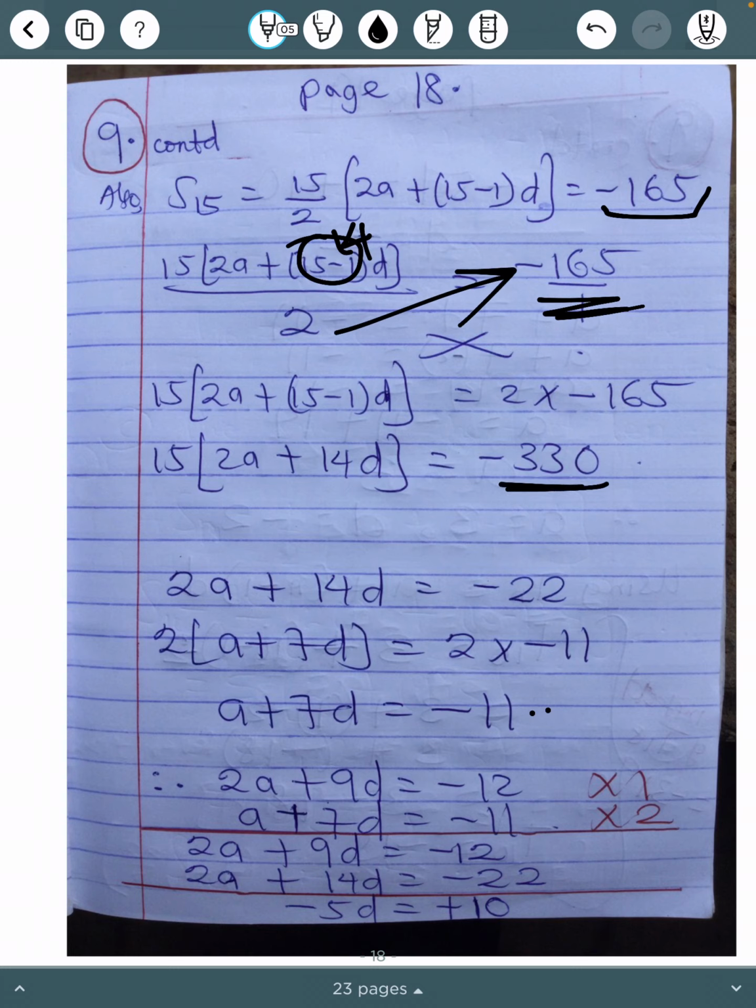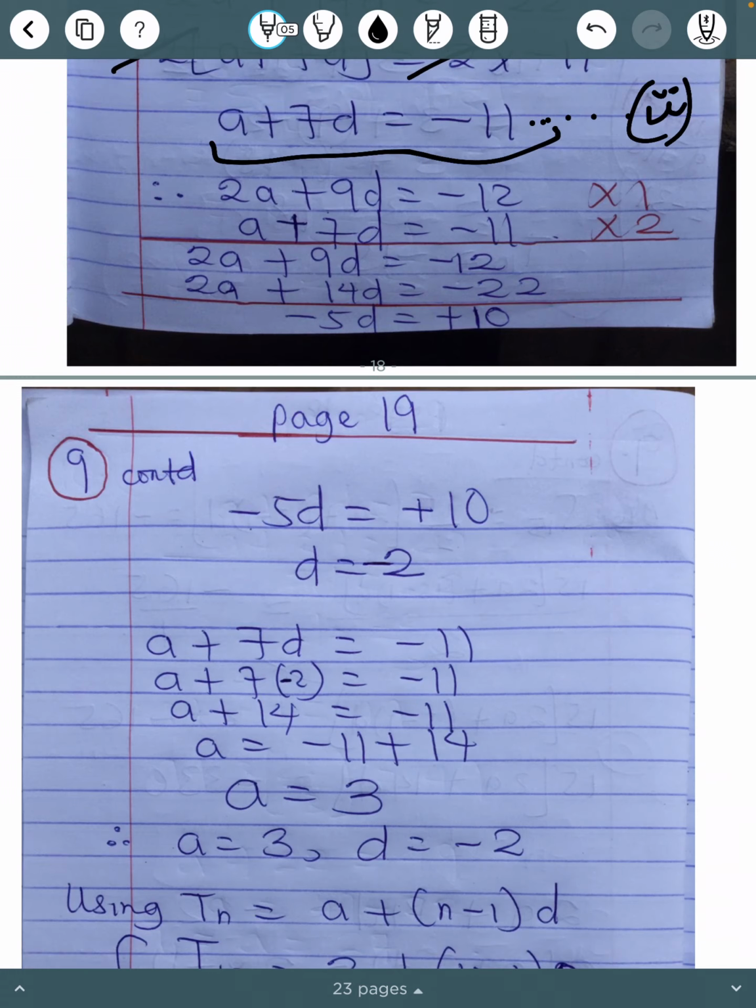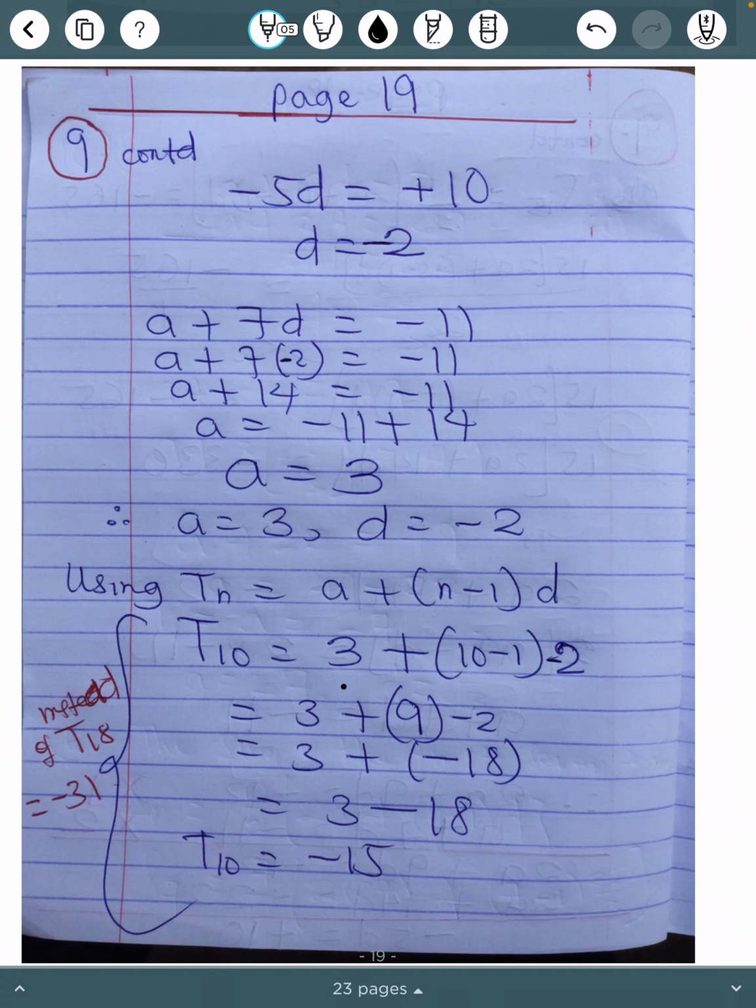If I divide both sides by 15, 15 in 15 is 1, and 15 in minus 330 is minus 22. So that gives me 2a plus 14d is minus 22. I can further divide both sides by 2, and I'll get a plus 7d is minus 11. This serves as my equation 2. So I can now solve equations 1 and 2 simultaneously, and I will get d as minus 2.